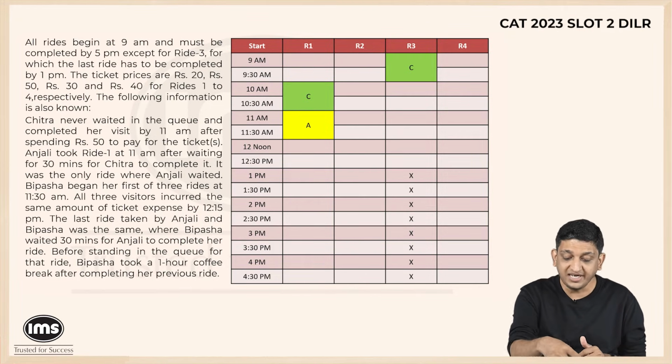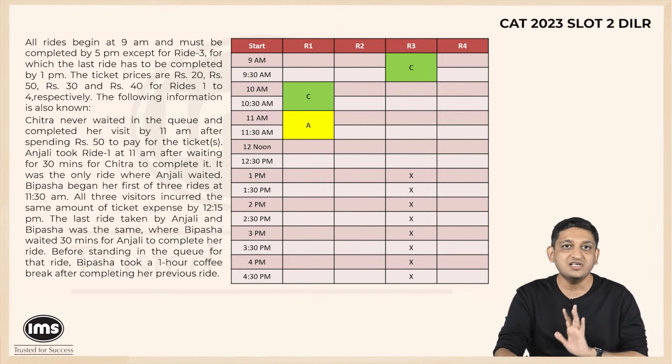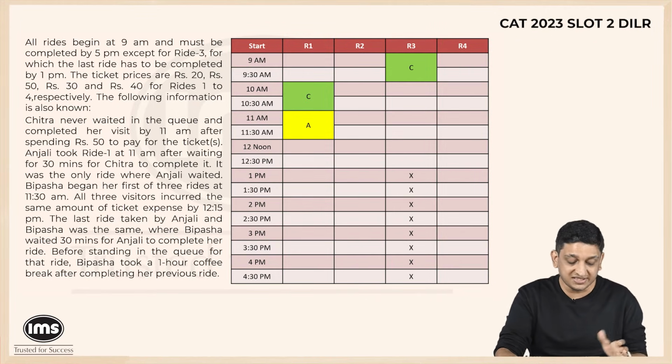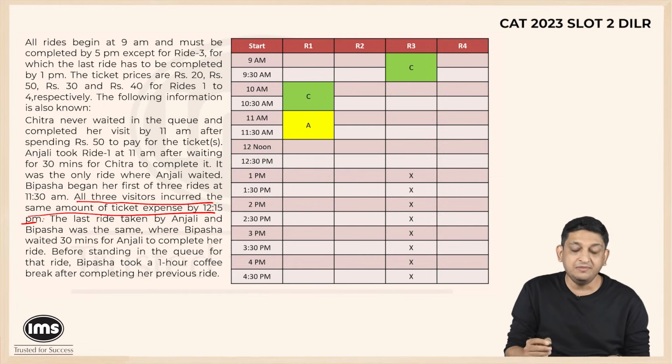So we know for sure that Chitra would have taken ride 3 from 9 a.m. to 10 a.m. So that is what has been taken care of. Now we also know that Chitra has spent 50 rupees across these 2 rides. That's what we know here, right? Now if Chitra has spent 50 rupees and Chitra is out of the system by 12:15, we know that all 3 visitors incurred the same amount of ticket expense by 12:15 p.m.